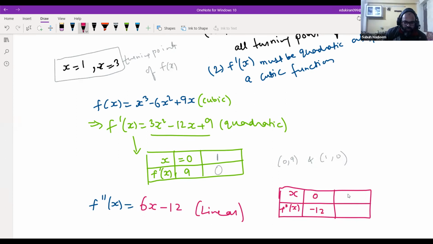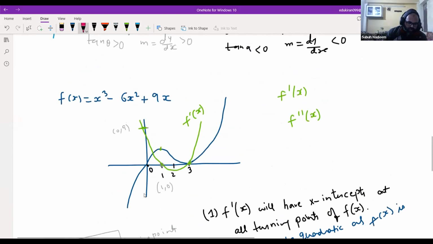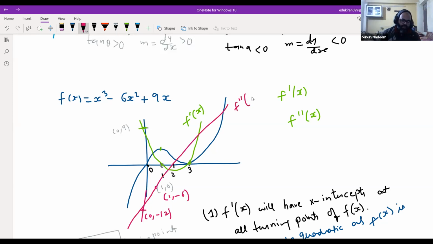And when x is equal to, suppose, 1, it is minus 6. The points are 0 comma minus 12 and 1 comma minus 6. So this will be a straight line which will be going like this. So this is f double dash x.